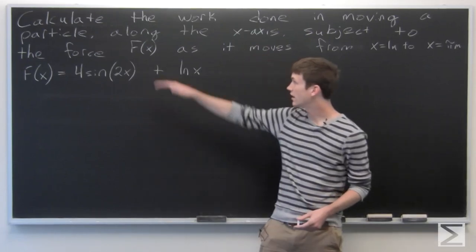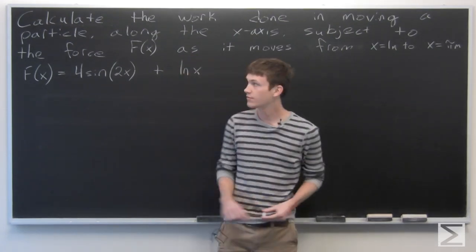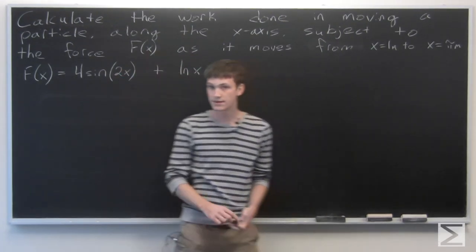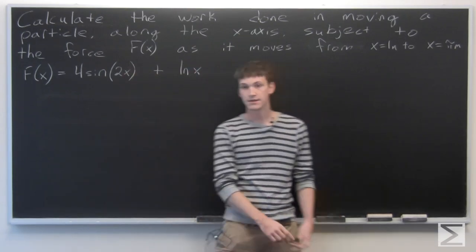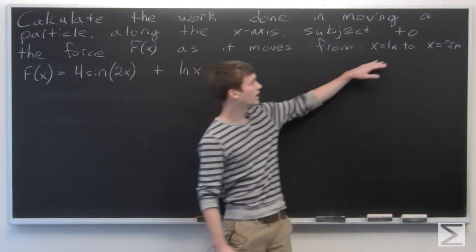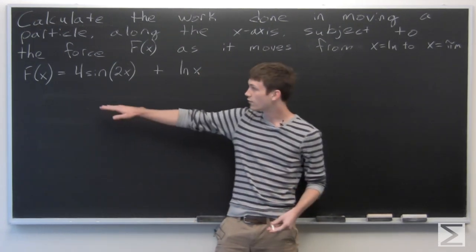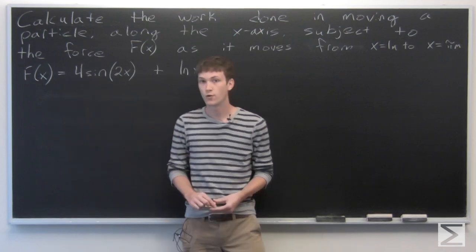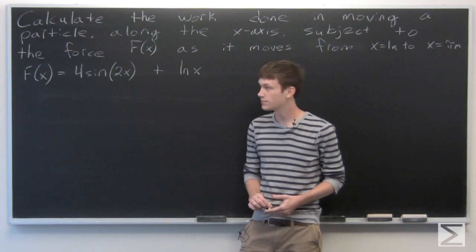Okay, in this problem, we're asked to calculate the work done on a particle moving along the x-axis subject to a force f of x as x moves from x equals 1 meter to x equals pi meters. And our force is given by the equation 4 times sine of 2x plus the natural log of x.